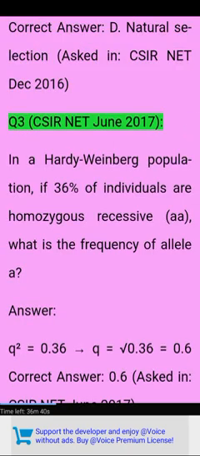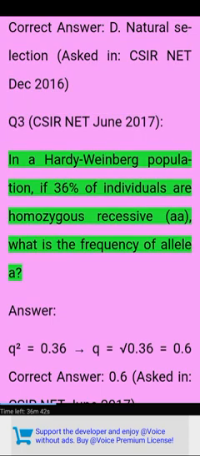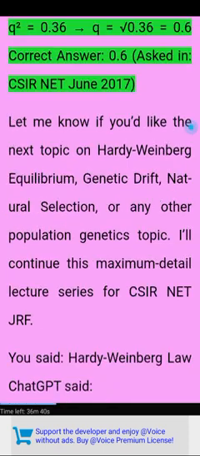Q3, CSIR-NET June 2017. In a Hardy-Weinberg population, if 36% of individuals are homozygous recessive, what is the frequency of the recessive allele? Answer: Q squared equals 0.36, so Q equals the square root of 0.36 equals 0.6. Correct answer: 0.6. Asked in CSIR-NET June 2017.